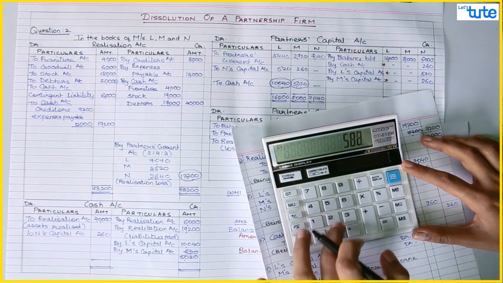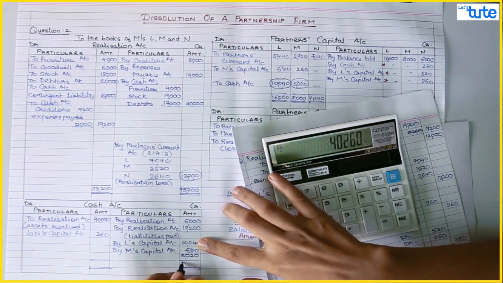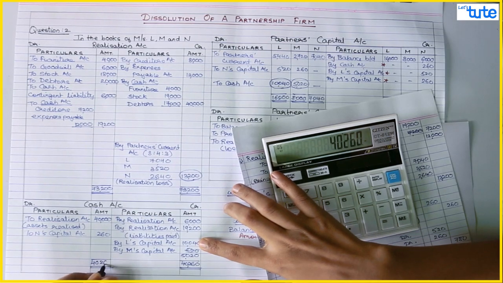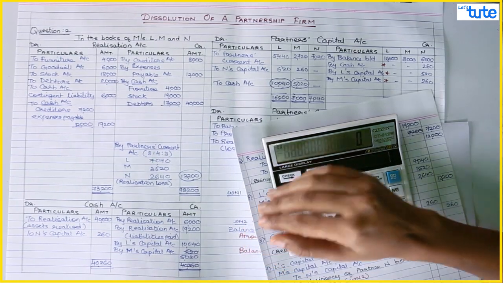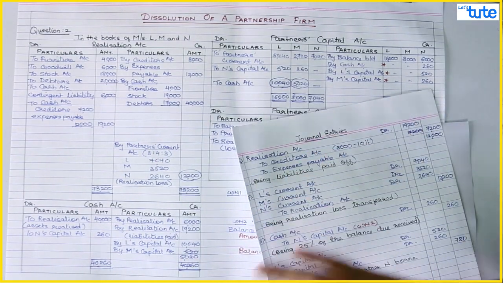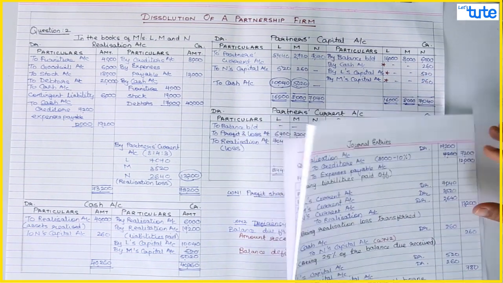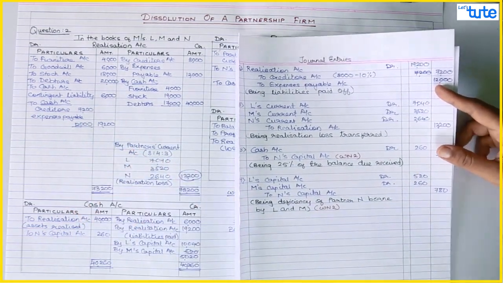So plus 5,020. So that is 40,260. And our bank cash account is closed. So over here we dissolve the firm and we have closed the books of the firm. So people, this question is very simple. Again, first of all, close the balance sheet.